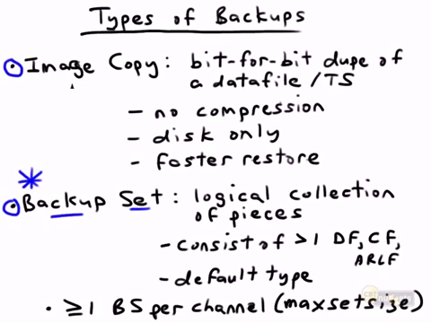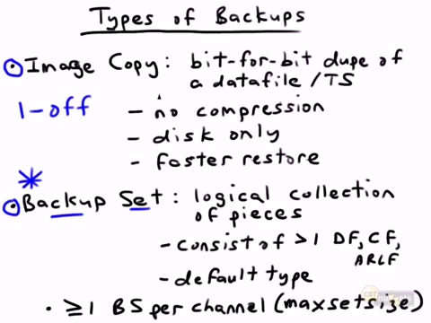In the real world, you'll tend to use image copies only when you're doing what's called a one-off backup. In other words, you're outside your normal daily or nightly backup routine and you just need to create a quick copy of a data file or a table space, perhaps for development or testing purposes or troubleshooting purposes possibly. So an image copy is a bit-for-bit duplication of a data file or a table space.